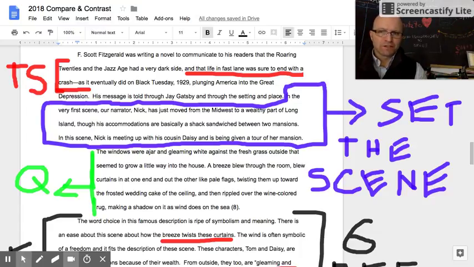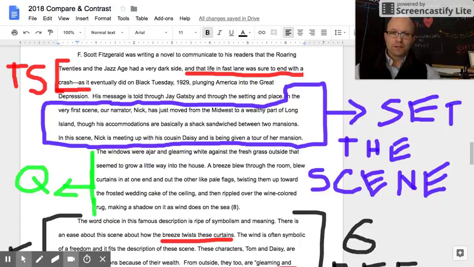F. Scott Fitzgerald was writing a novel to communicate to his readers that the Roaring Twenties and the Jazz Age had a very dark side, and that life in the fast lane was sure to end with a crash, as it eventually did on Black Tuesday, 1929, plunging America into the Great Depression. His message, in other words, the author's message, is told through Jay Gatsby and through the setting in place. So my topic sentence there is that it's excess of everything in the 1920s.